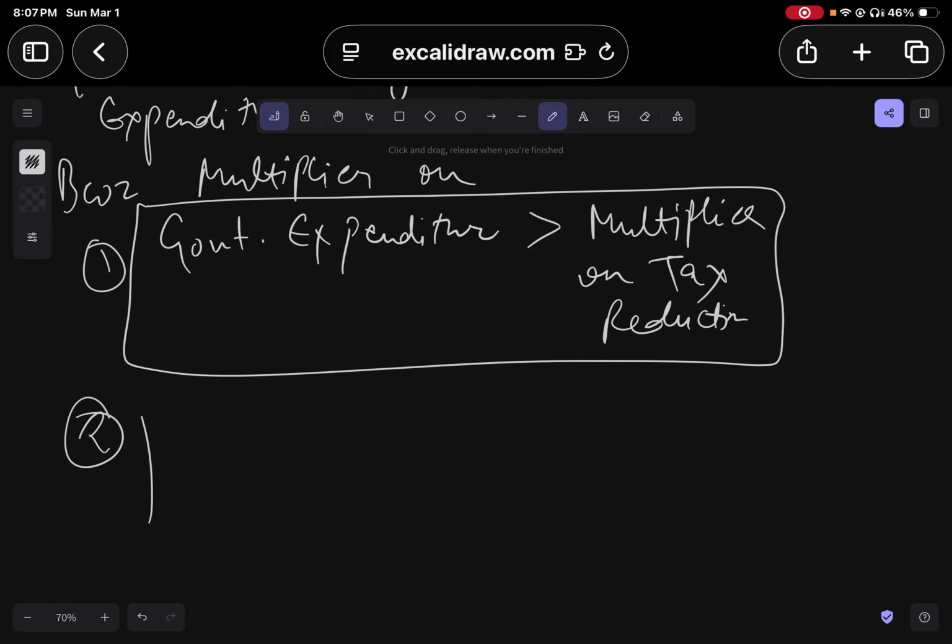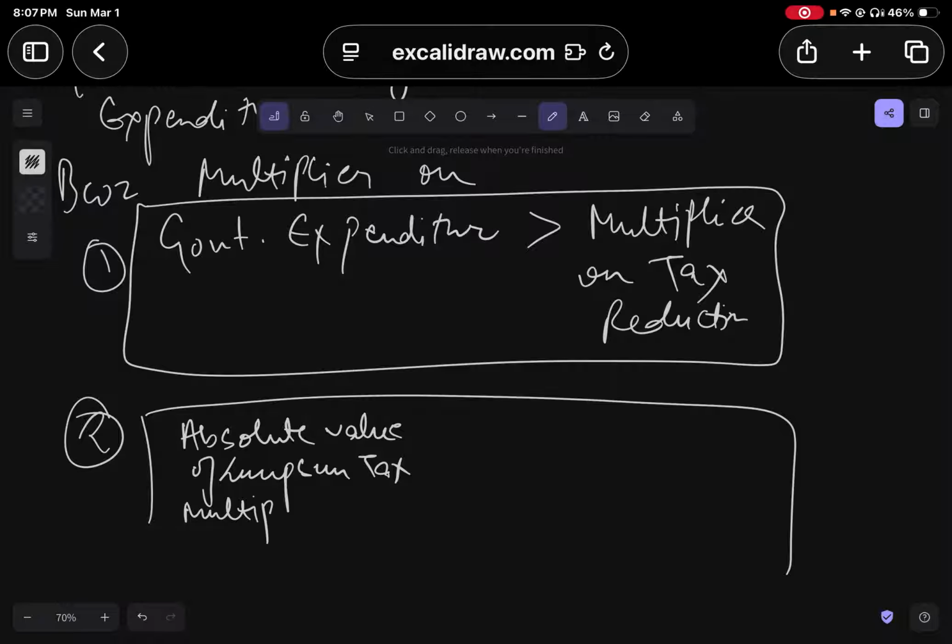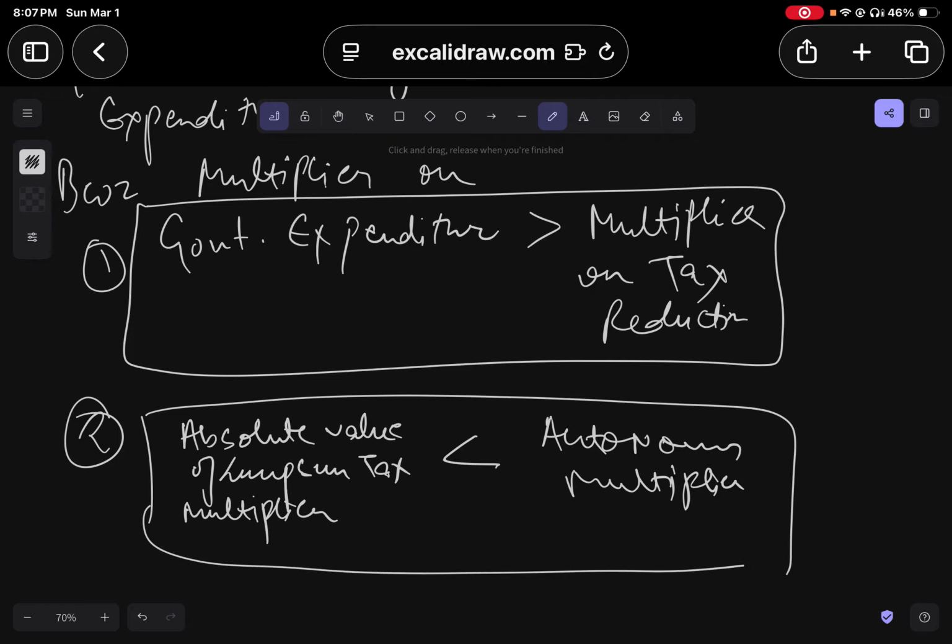Second is absolute value of lump sum tax multiplier is lesser than autonomous multiplier because any change in tax will not result in an equal change in aggregate expenditure.